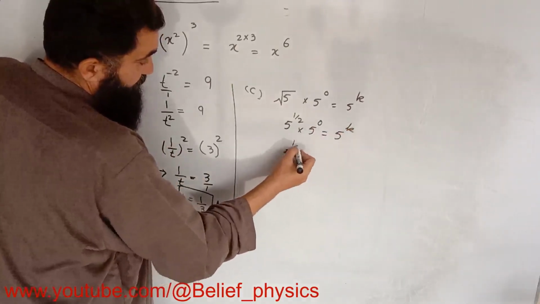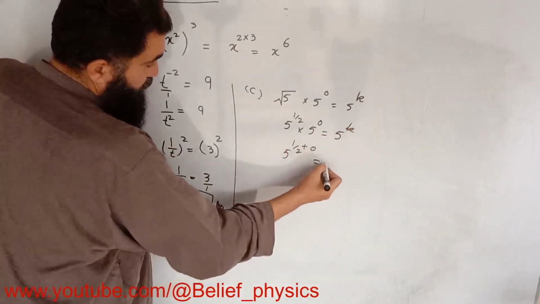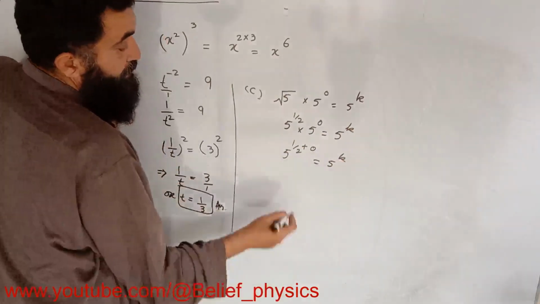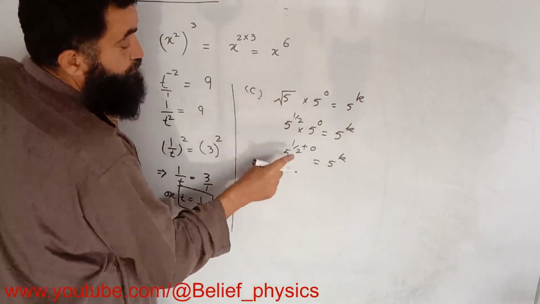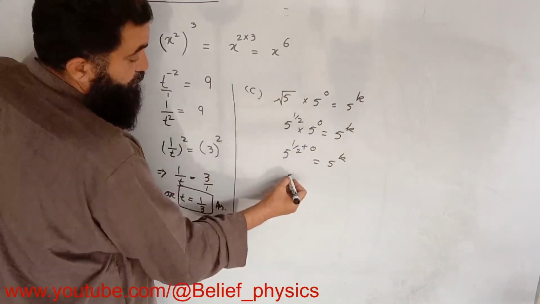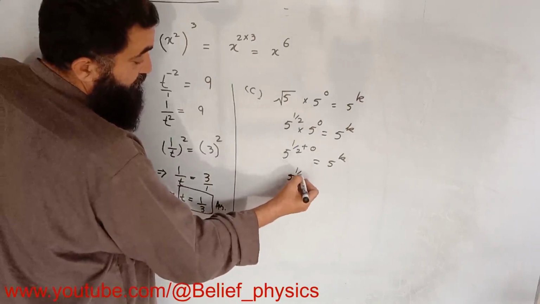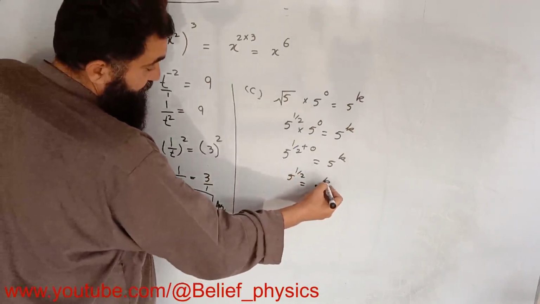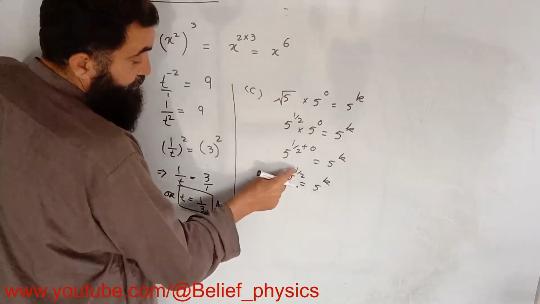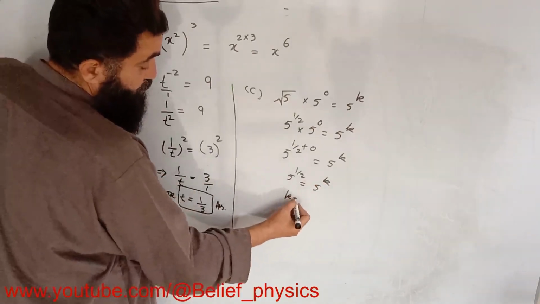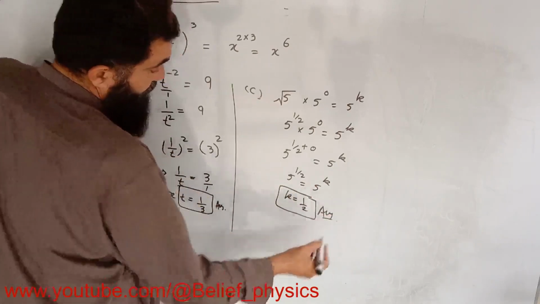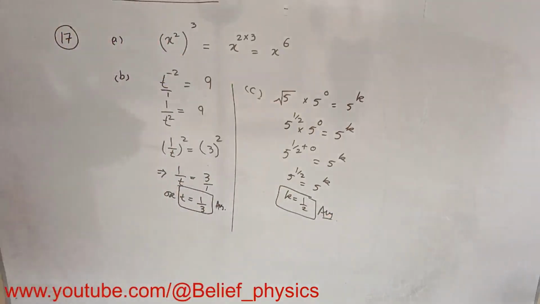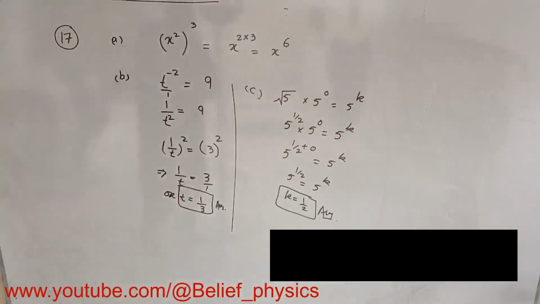So 5 power 1 over 2 plus 0 is equal to 5 power k. Because the square root of 5 is 5 power 1 over 2, and when we multiply, powers are added. So 5 power 1 over 2 plus 0, which is 1 over 2, is equal to 5 power k. When bases are the same, the powers should be the same. So we get k is equal to 1 over 2. That's the answer. Got it? This is how you solve problems related to indices.